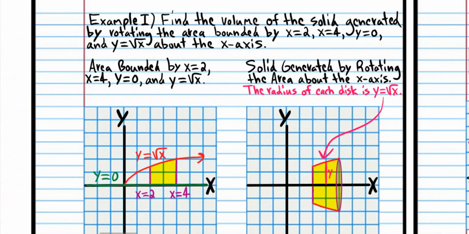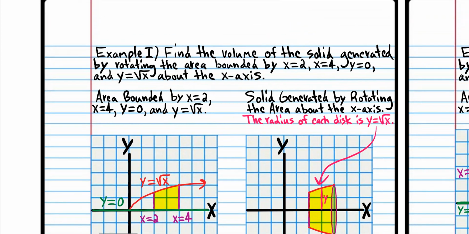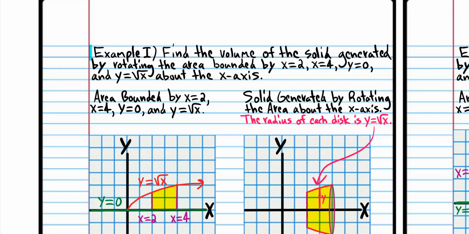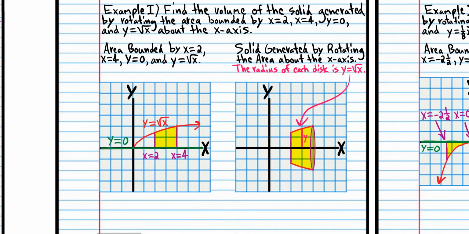Again, you really don't need to know it in any more detail than that. You're not really required to understand it beyond that. But here's an example. It says find the volume of the solid generated by rotating the area bounded by x equals 2, x equals 4, y equals 0, and y equals root x about the x-axis. So we're going to find the region bounded by these curves, and we have that drawn there in yellow.